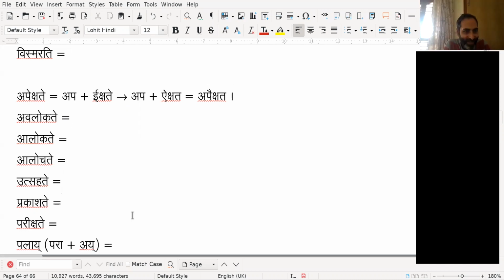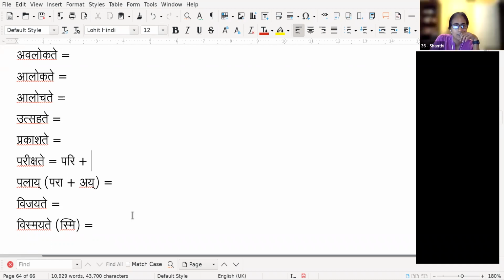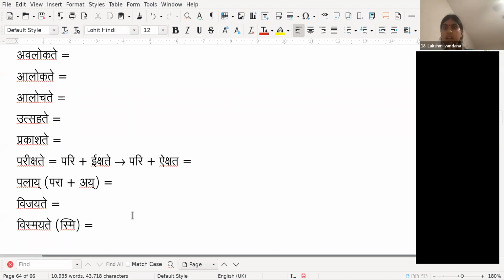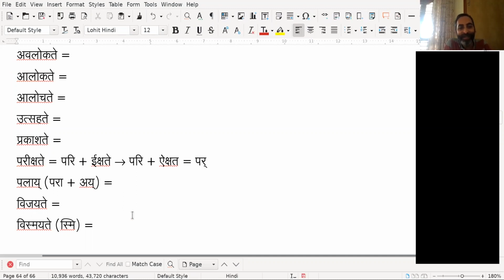Apekshat. Okay, let me take another interesting one. Parikshate. Pari plus ikshate. Aikshata. E plus I. So basically the basic rule is that only. Pari, then ikara will be replaced by yakara, but then aikara is there, so that aikara will.